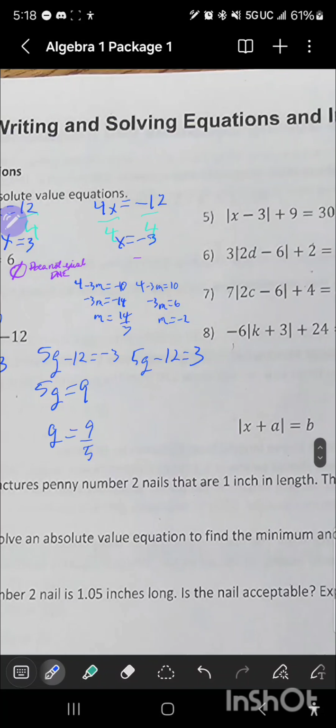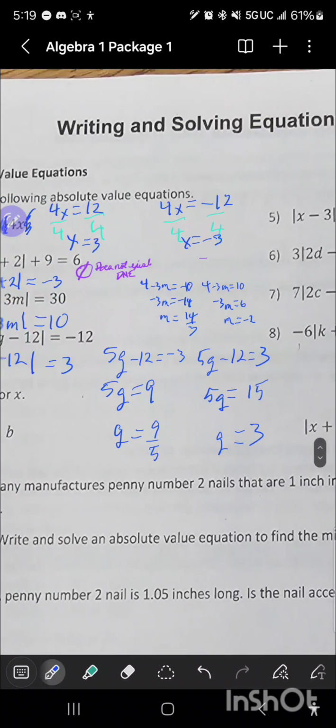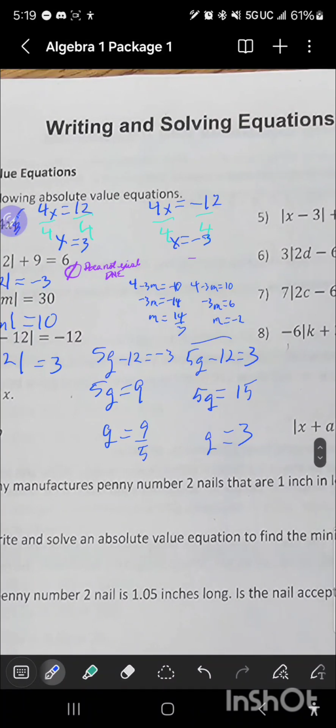For this one, it's basically the same. You use that 5g equals 15, since we add 12 to both sides. So now we divide by 5 and we get that g equals 3. And those are our values.